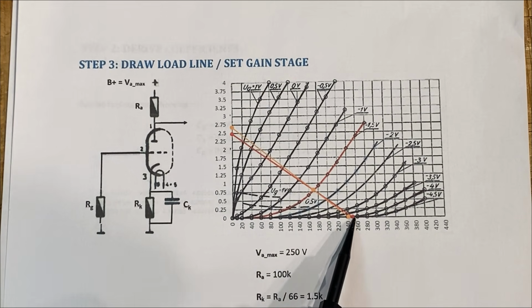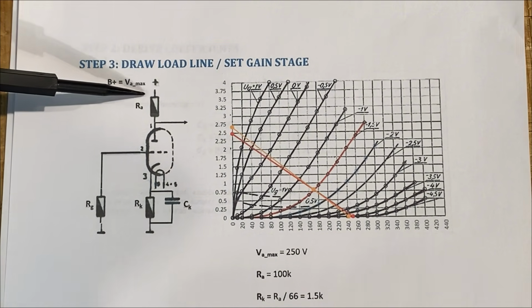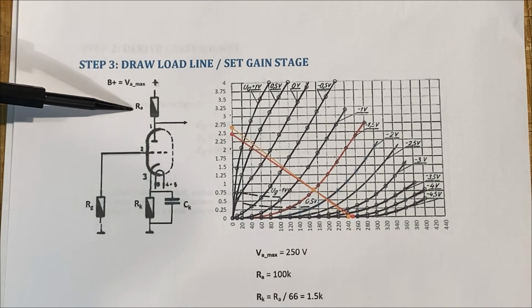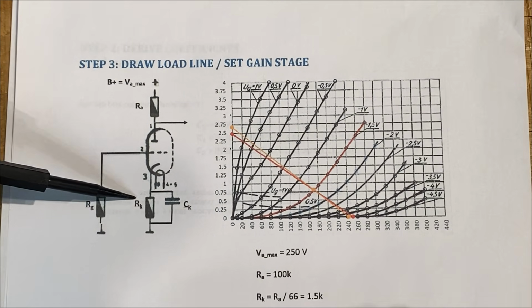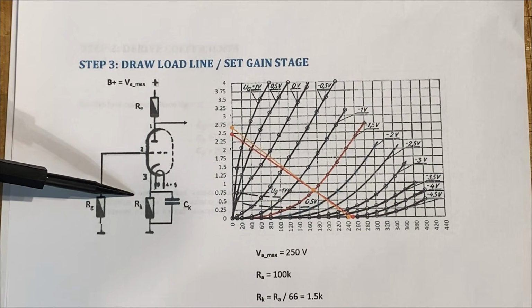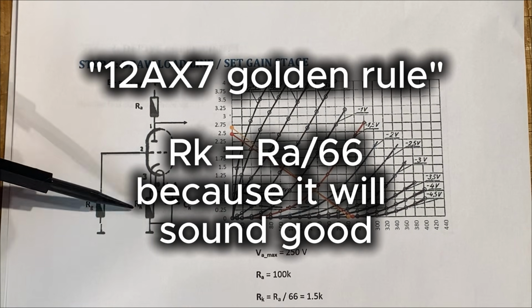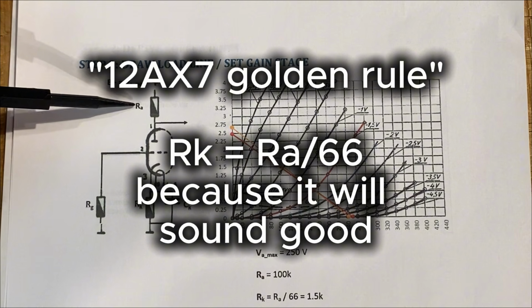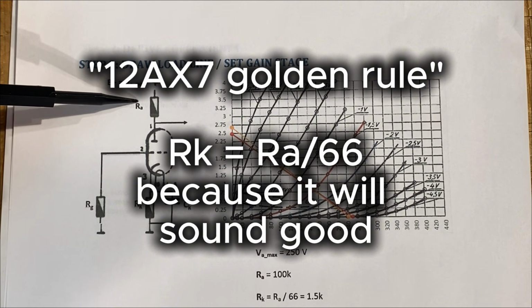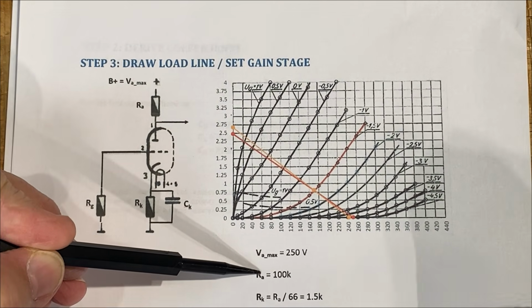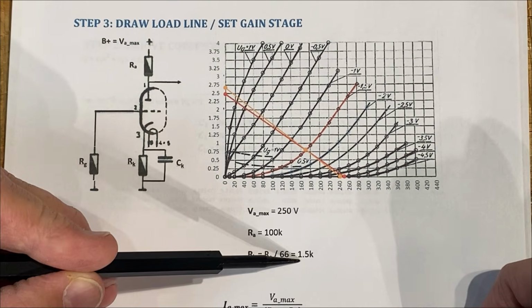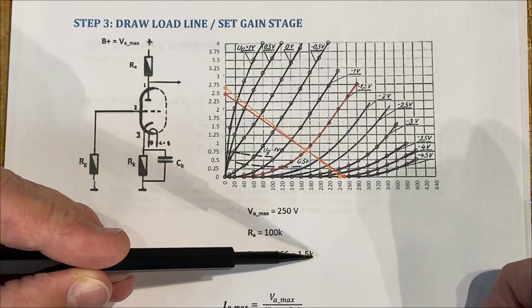So that gives me that point right here on the horizontal axis. The next decision to make is a value for the plate resistor, and I've chosen a pretty generic value of 100K. To calculate what the cathode resistor is going to be, I'm using a golden rule where the cathode is 1/66th the value of the plate resistor. So 100K divided by 66, that gives me a value of about 1.5K.